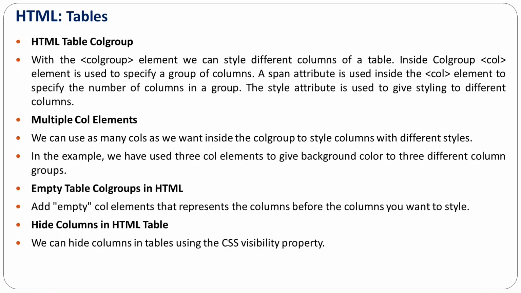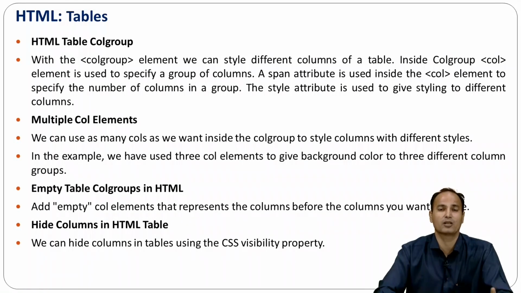Now moving next is all about table column groups. With the column group elements, we can style different columns of a table. Inside the column group, COL is a tag element used to specify a group of columns. A span attribute is used inside the column elements to specify the number of columns in a group. A style attribute is used to give styling to different columns. Multiple column elements can be used, as many as we want inside the column group, to style columns with different styles.